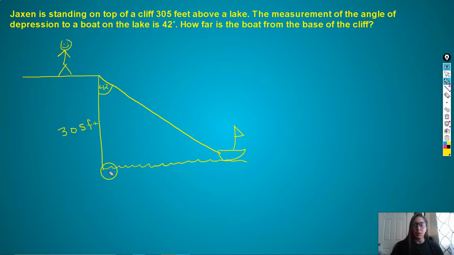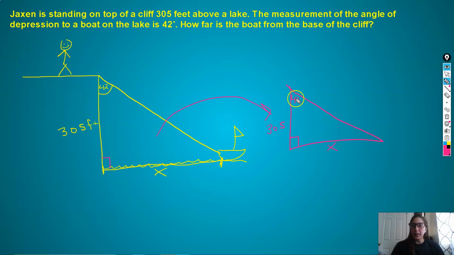So we don't know this distance here. This is what we're trying to figure out. That's what we don't know. So if I take that and I kind of make it into a triangle, right? I know that's 305. I know that's 42 degrees. And then what I don't know is this side down here. So what do I have again? This is my right angle right here, where the cliff meets the water. We're assuming it is straight up and down.